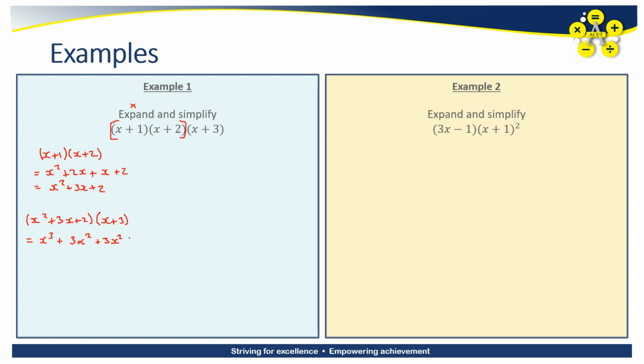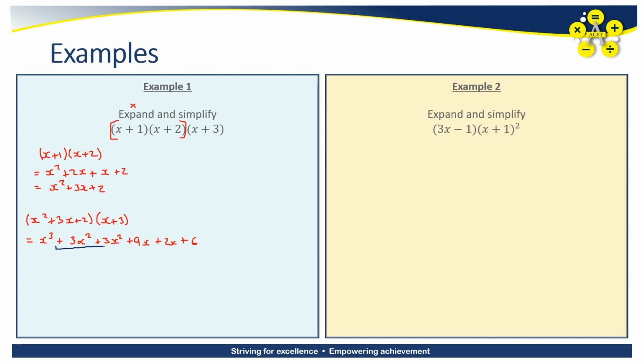3x times 3, which is 9x. 2 times x, which is 2x. And 2 times the 3, which is 6. Now I'm nearly done, but the question asks me to simplify. Now I can simplify like terms, so I've got the same variable. So x cubed, there's nothing else here that I can simplify.